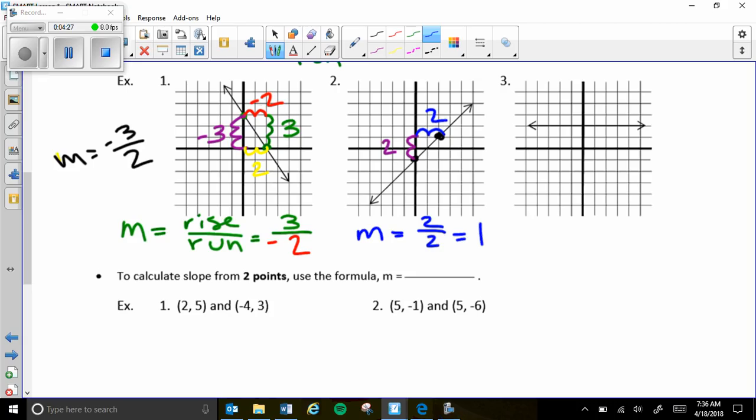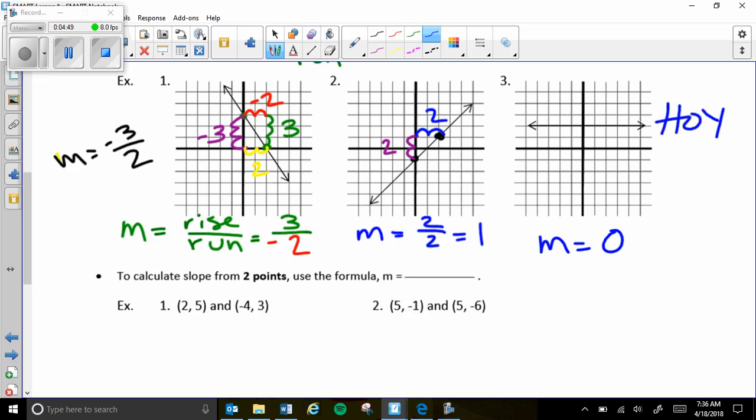Number 3 is a horizontal line. So what do we know about the slope of a horizontal line? First of all, what acronym do we use? Hoy. Horizontal, 0 slope. M is 0. So that's one of our 0 slopes.